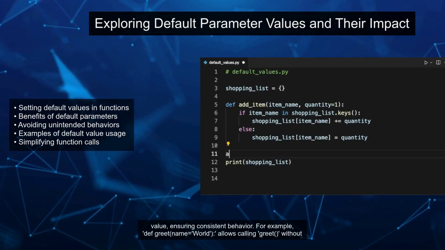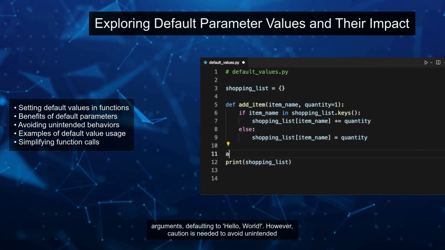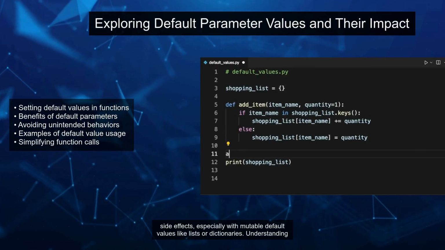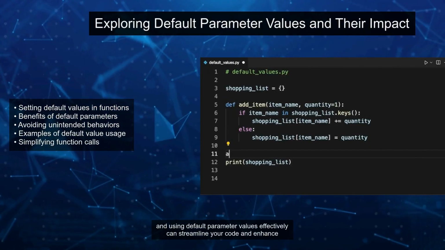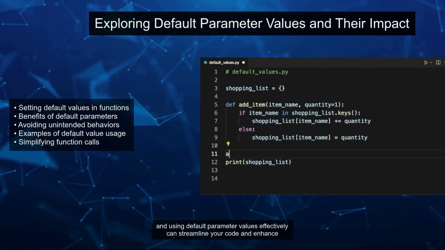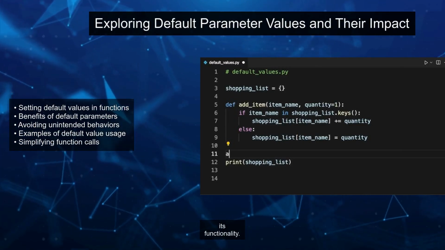For example, def greet(name="world") allows calling greet without arguments, defaulting to hello, world. However, caution is needed to avoid unintended side effects, especially with mutable default values like lists or dictionaries. Understanding and using default parameter values effectively can streamline your code and enhance its functionality.